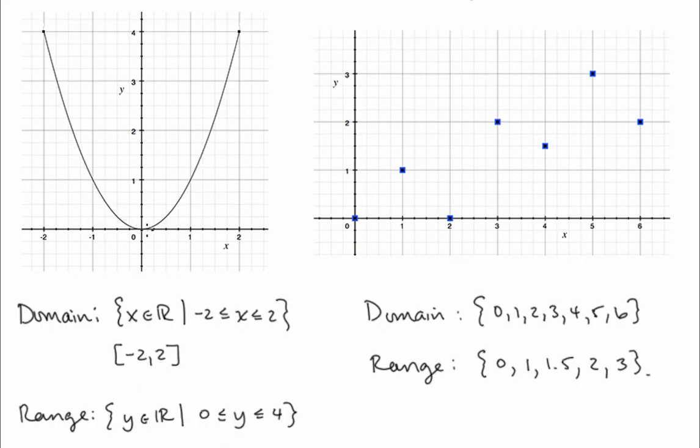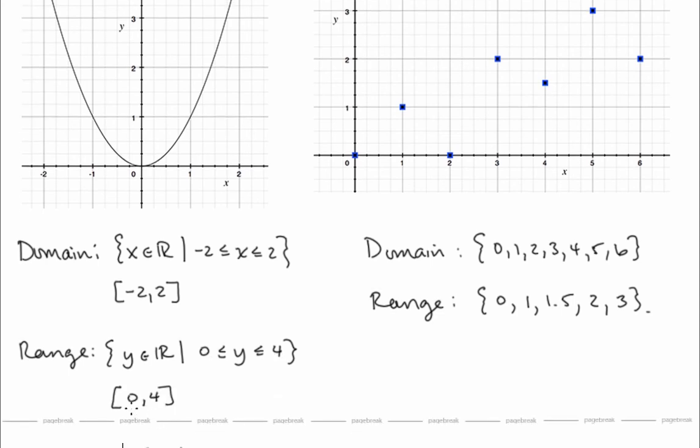And our range is a set of y values that are achieved by this graph. So we can see that that's going to be y is greater than or equal to 0 and less or equal to 4. So 0 is less or equal to y is less or equal to 4. As an interval, 0 to 4, closed on both sides.